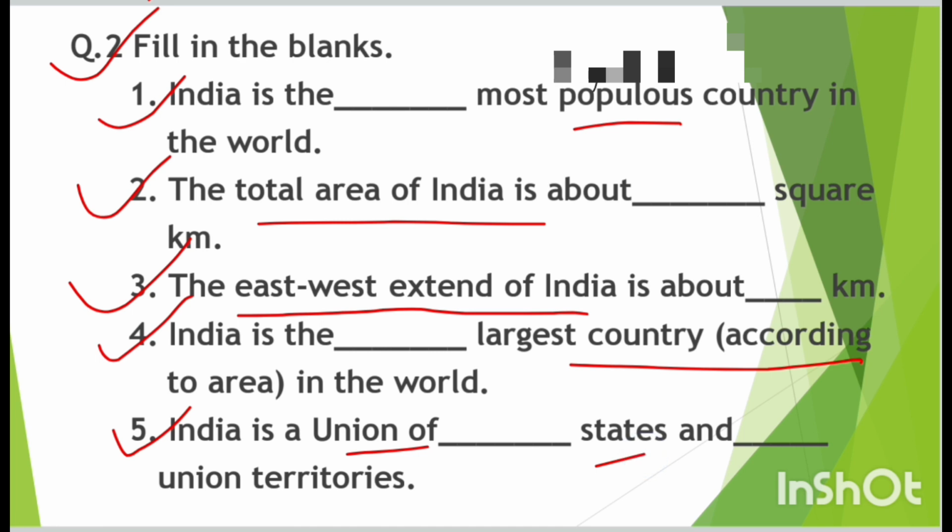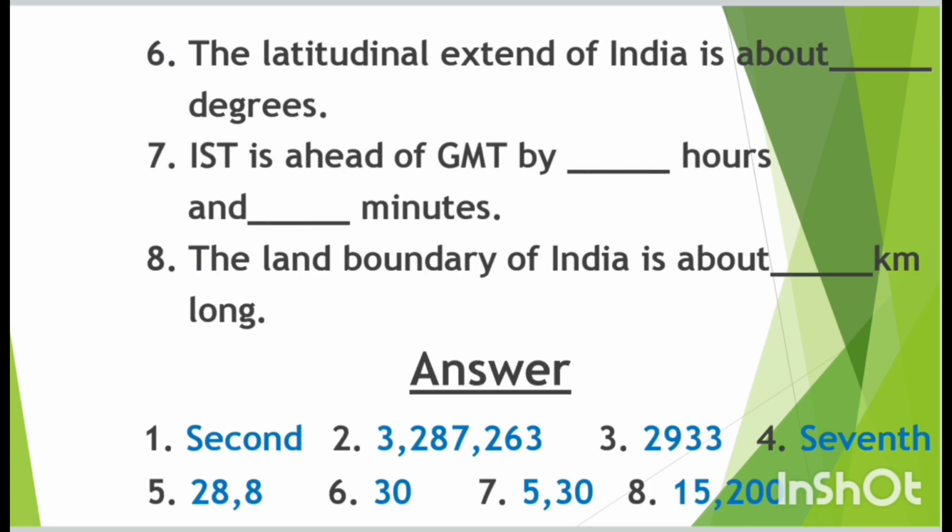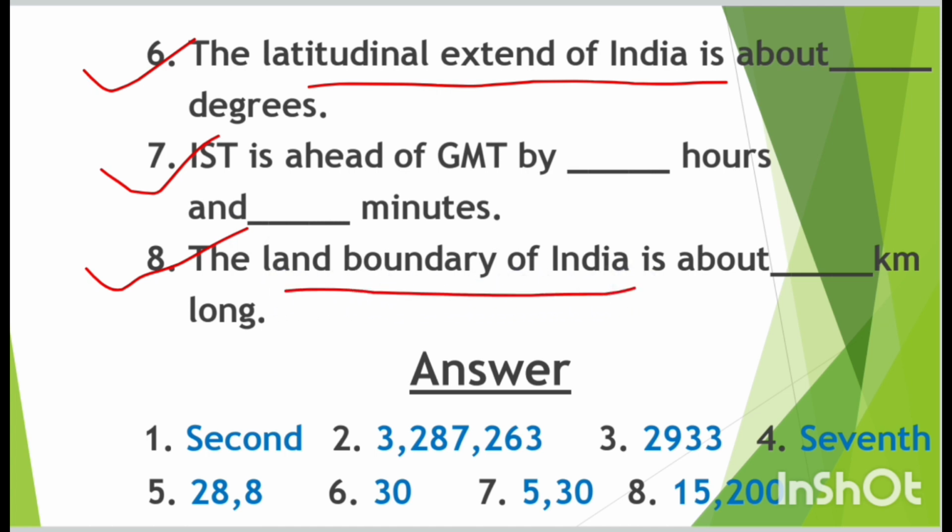Next question, question number 5, India is a union of dash states and dash union territories. Answer: 28 states and 8 union territories. Next question, question number 6, the latitudinal extent of India is about dash degree. Answer: 30 degree. Next question, question number 7, IST is ahead of GMT by dash hours and dash minutes. Answer: 5 hours 30 minutes. Next question, question number 8, the land boundary of India is about dash kilometer long.